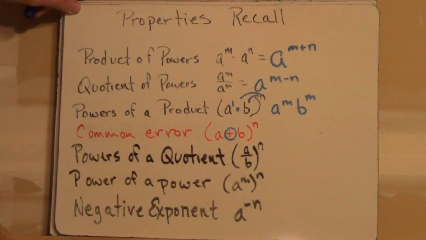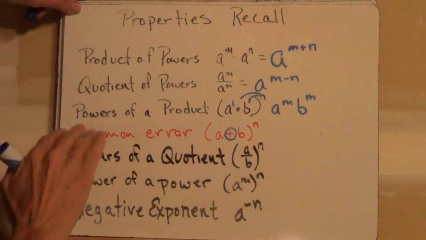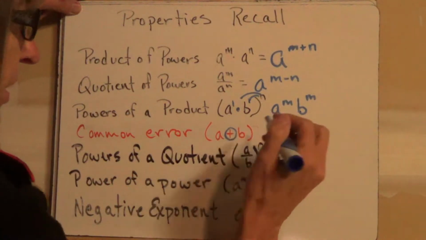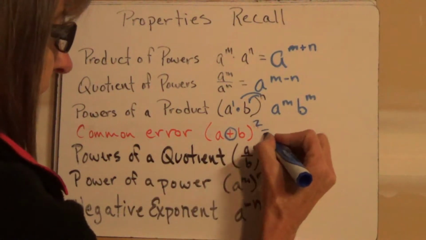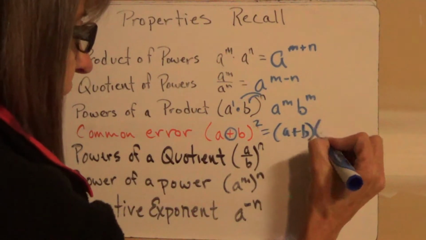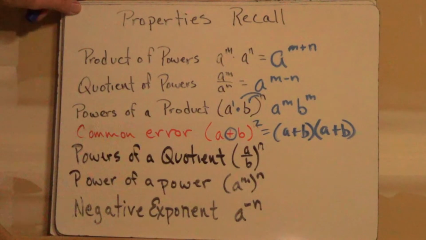Would you please highlight that in your notes? I try to emphasize that when we get to this section, but kids still do it. So this time I'm going to try to highlight it here. What this would be, let's say it's squared, then it would mean a plus b times a plus b, and that's when you have to FOIL or box it. You cannot distribute in when you have a plus or a minus in there.